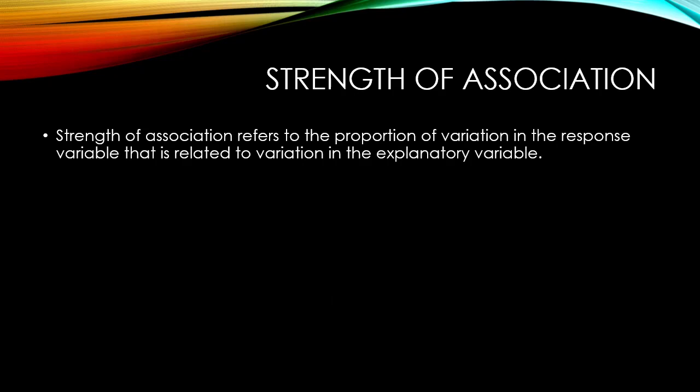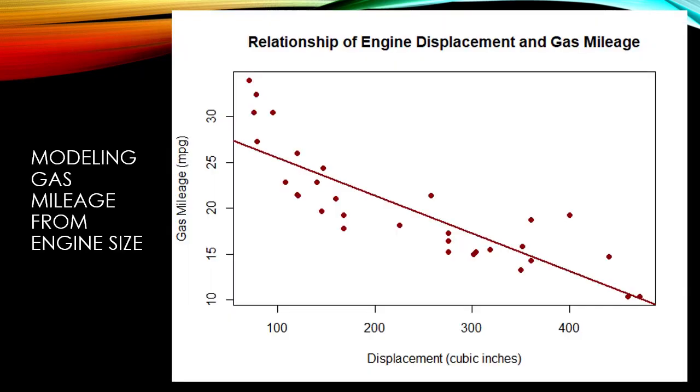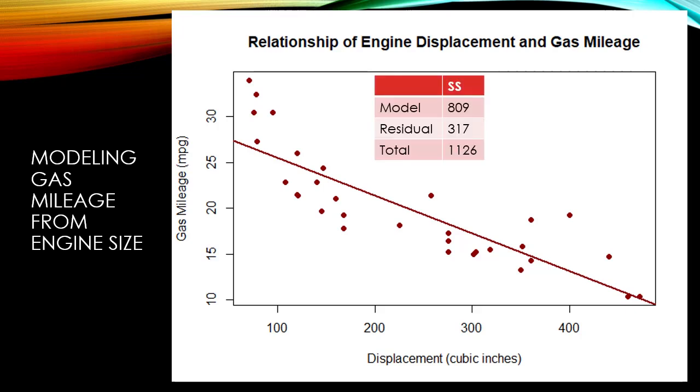Strength of association refers to the proportion of variation in the response variable that is related to variation in the explanatory variable. When we look at the slope of this line, that tells us the size of an effect, but what I also would like to know is how close is the relationship among these variables. That is, I want to look at the variation due to the model as a proportion of the total variation. In this case, that proportion is 0.72.